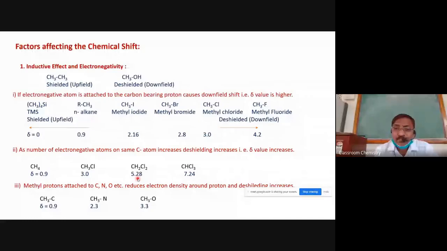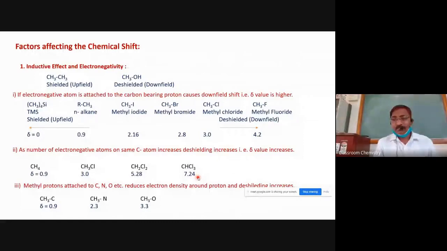Now, when out of these two protons, one proton is replaced by chlorine, it is CHCl3. It is called chloroform, and the observed delta value is 7.24. So it is further deshielded because three chlorine atoms are attached. So they are more electronegative. And that's why when electronegativity increases, delta value increases and the proton is more deshielded.